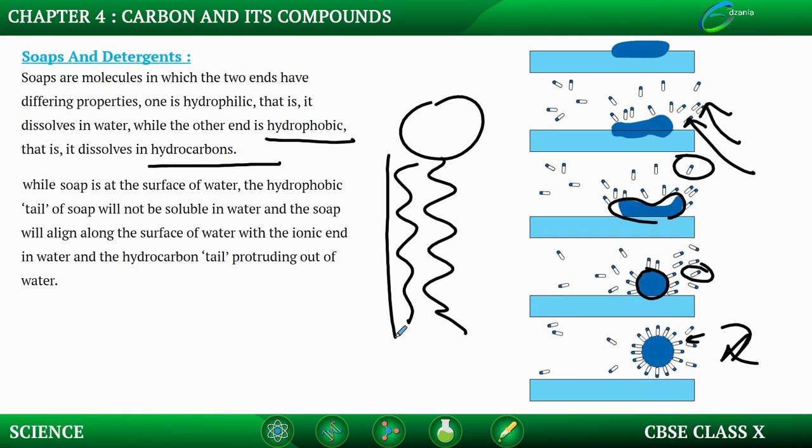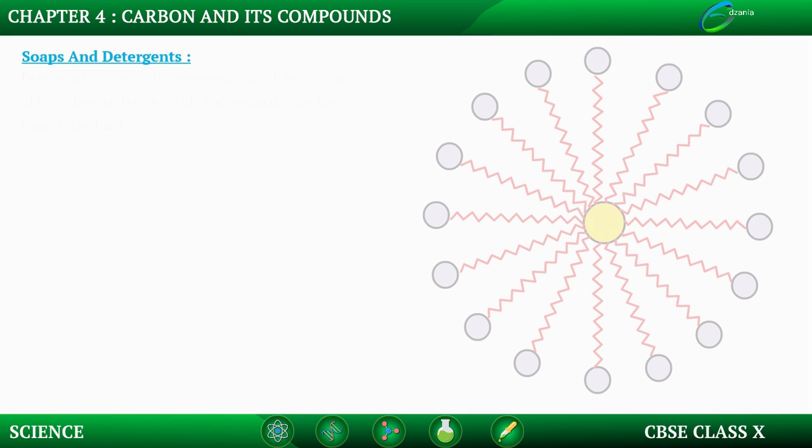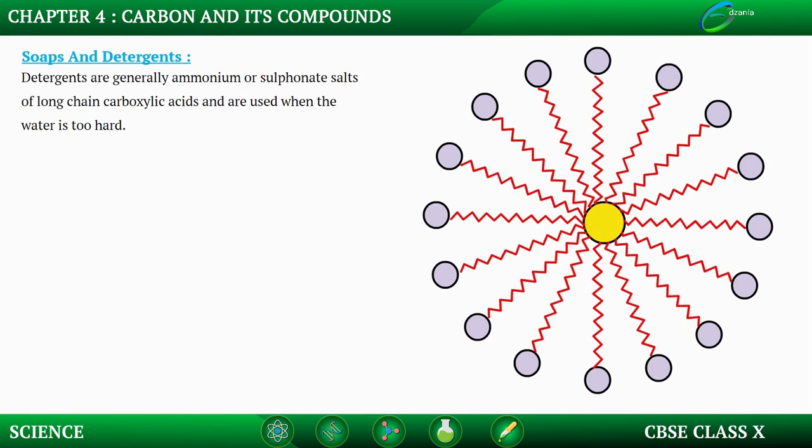And this is how, whenever there is a stain on your clothes, the soap solution works so that it removes the stain. Detergents are generally ammonium or sulfonate salts of long chain carboxylic acid and are used when the water is too hard. So the soap solution is sodium or potassium salts of long chain carboxylic acid, but detergents are ammonium or sulfonate salts of long chain carboxylic acid, and it is used only when the water is too hard.